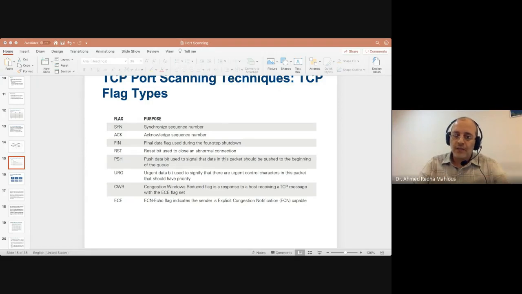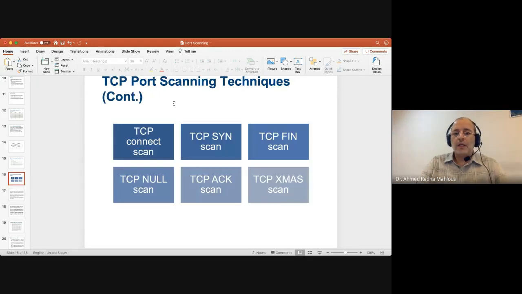Okay, Shabab? So if you have the capability of dealing with congestion through the window size, you should tell the other end that you have the capability of reducing the flow, or the number of packets you can send, and so on. Okay, Shabab? These are the techniques, as we mentioned, for port scanning.